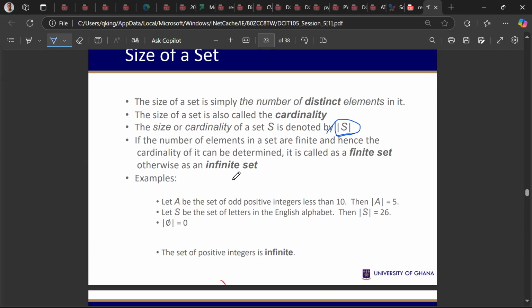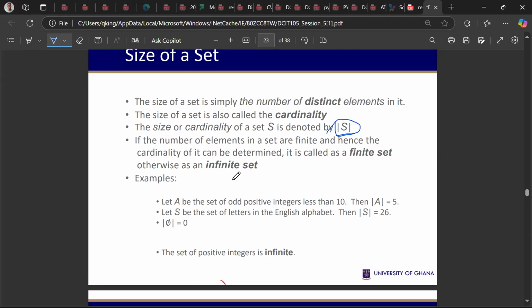And so simply put, a finite set is a set with a countable number of elements, of which we can assign a specific number to its cardinality. But an infinite set has to do with a set with an uncountable number of elements. And so with this one, we cannot assign a specific number to its cardinality.